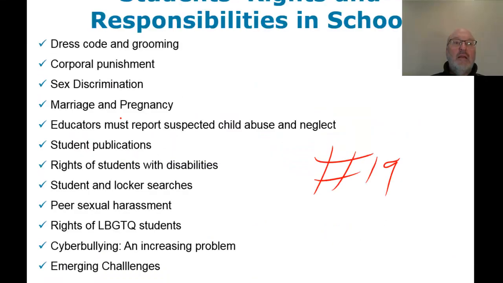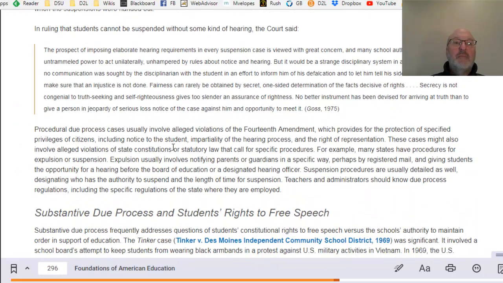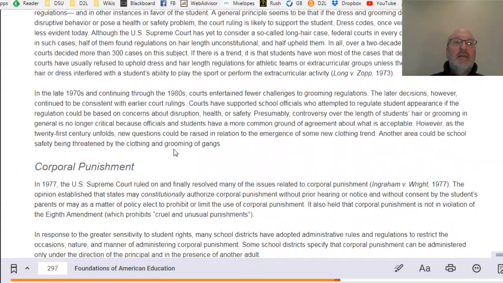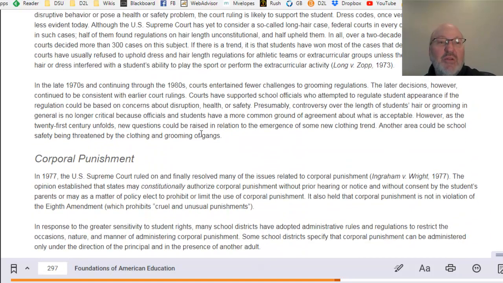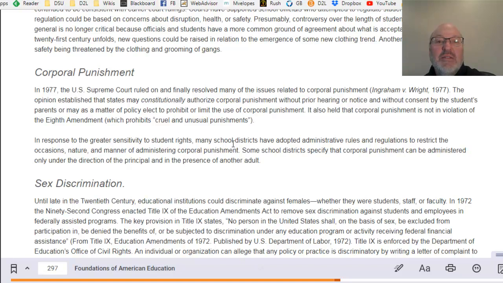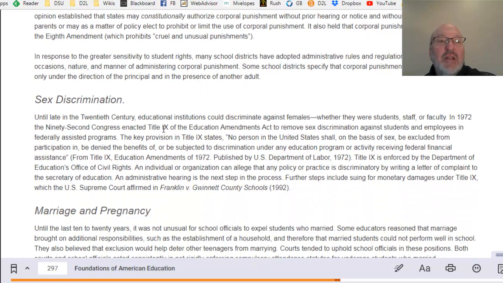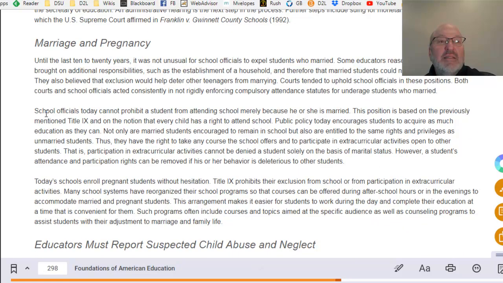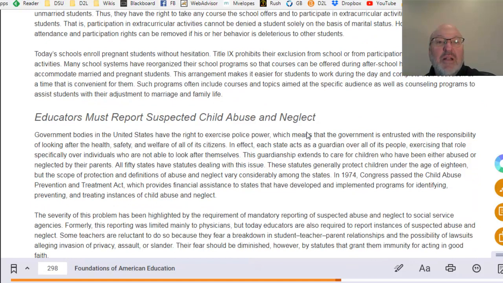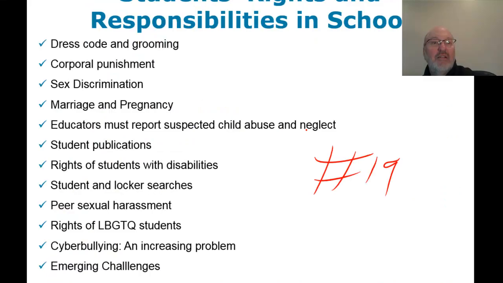Okay. So here's where they're at. What the courts had to say about dress codes. And again, there's questions on the test. Hit these well, because not only will this matter to you, corporal punishment, student rights, have adopted administrative rules and regulations to restrict the occasion, nature and manner of administering corporal punishment. Sex discrimination, which is really gender, Title IX, marriage and pregnancy. Schools cannot prohibit a student from attending school merely because they're married or are pregnant. Educators must report suspected child abuse and neglect. That one's on there, I hope. Yes, you have a responsibility for that.